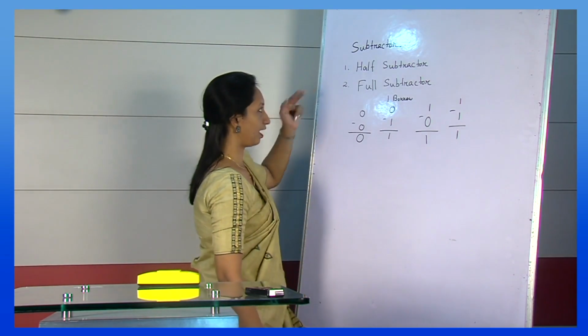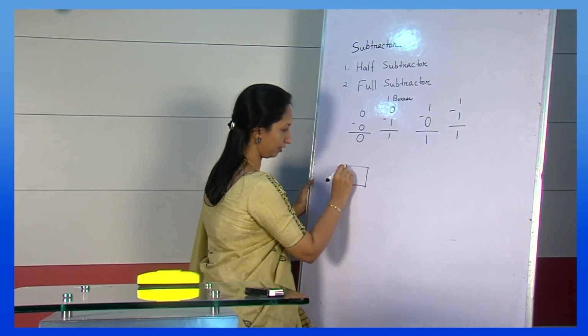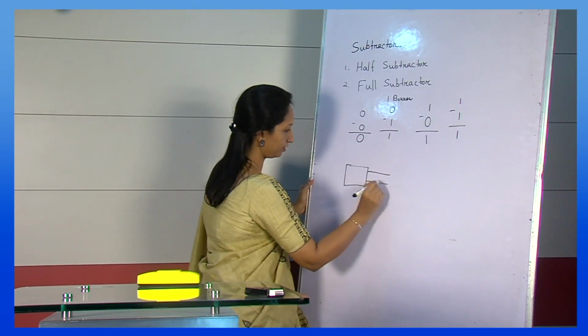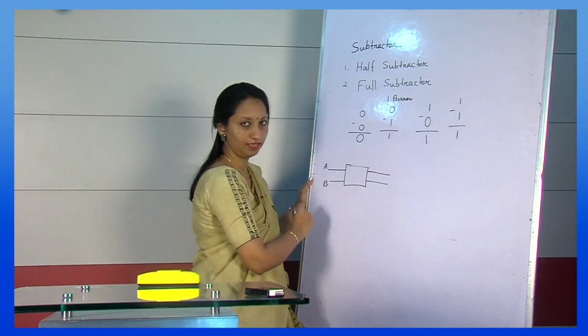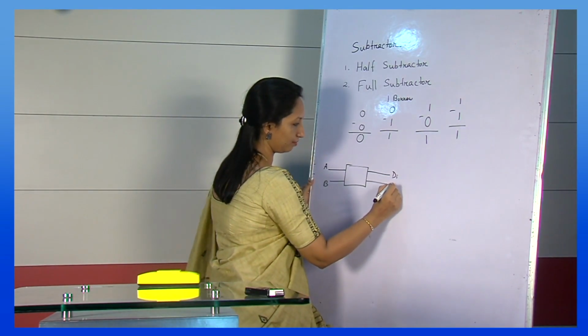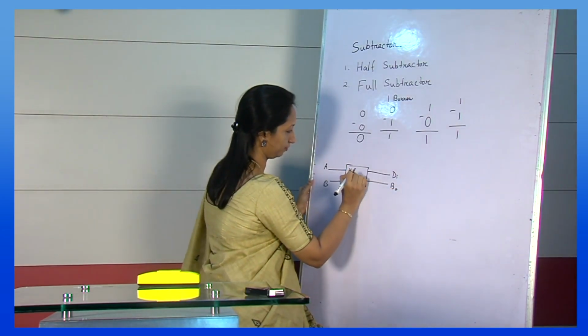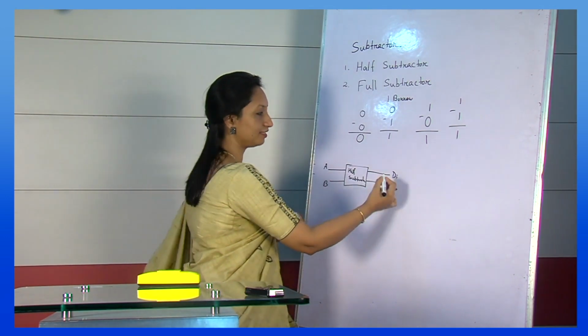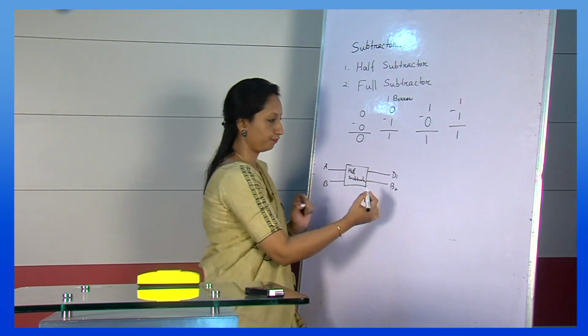In case of half subtractor, first let us see the block diagram. It has two inputs, suppose A and B, and two outputs, that is DI and B0. So this is a half subtractor. What is DI? DI is the difference output and B0 is the borrow output.